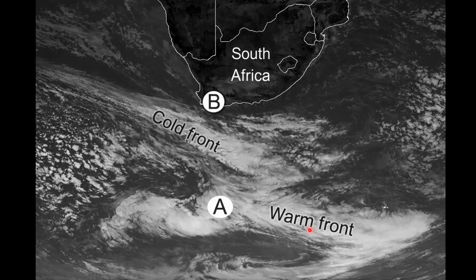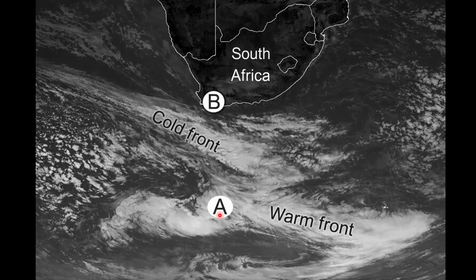Now let's look at point A. Point A is found between a cold front and a warm front. This area is known as the warm sector. In the warm sector, the warm air is trapped between the two fronts. Weather is usually mild, it is humid and cloudy.